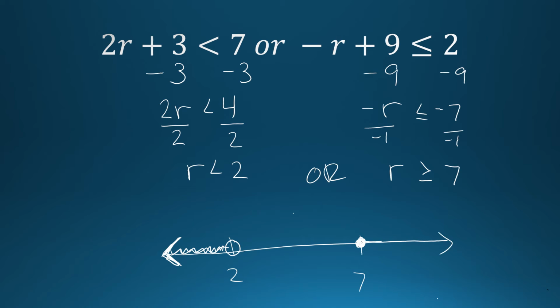So notice what happens with our OR inequalities, we basically just treat it as two completely different inequalities in one problem. There's two different arrows on your graph, and there's just two separate inequalities at the very end here.